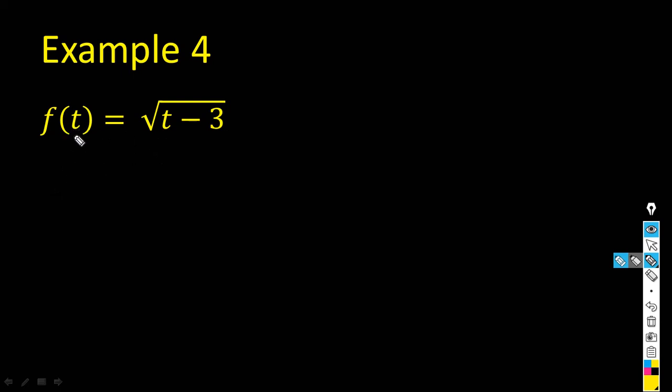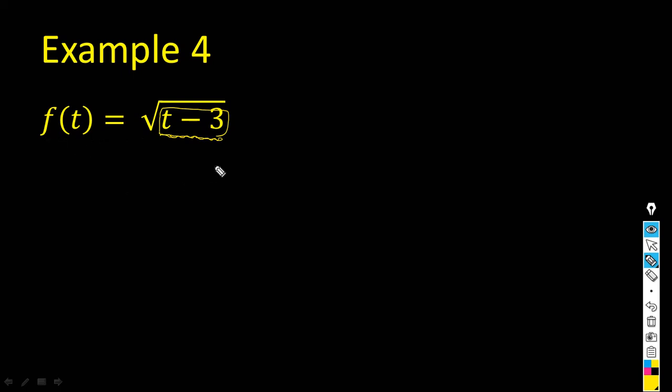We can give this function any value of t as long as in the end the radicand is not negative. Because if I have all of this being negative, I'm going to be calculating the root of a negative number and the function is going to crash. So I need this radicand to be either 0 or greater than 0. I repeat, this radicand has to be 0 or greater than 0 in order for this function to be defined.